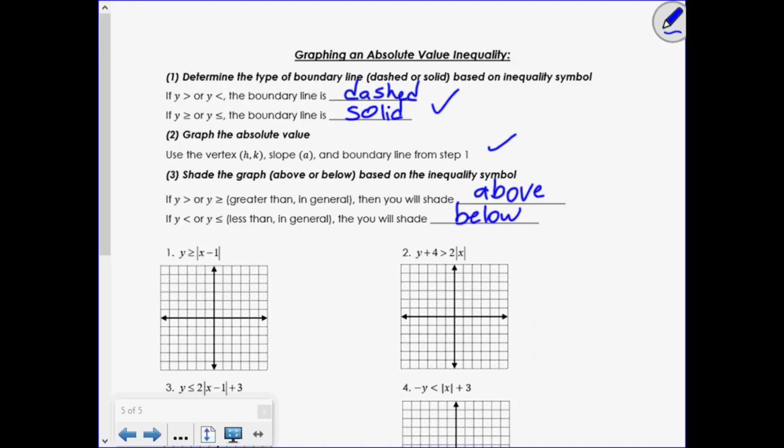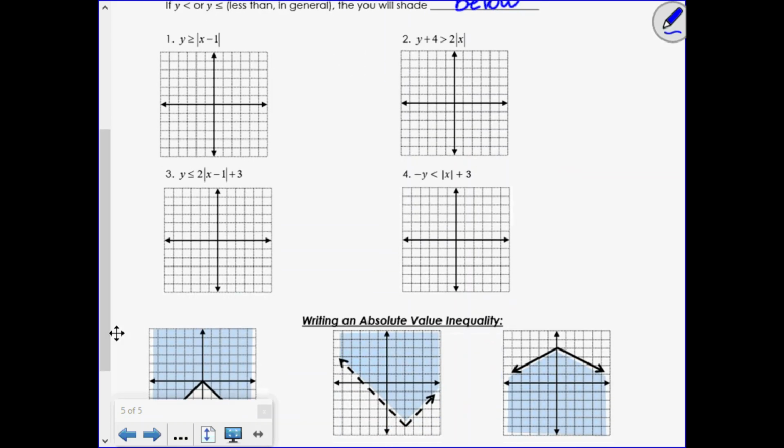Okay, so two extra things to pay attention to besides just the vertex and slope. You have to know whether it's a dashed or solid line and whether you're shading up or down. A couple more details. Let's go ahead and look at these examples. Let's start with our solid versus dashed. So, look at the inequality symbols. Is it going to be a solid or a dashed line? It is solid because it has equality.